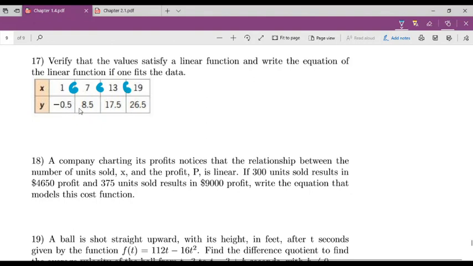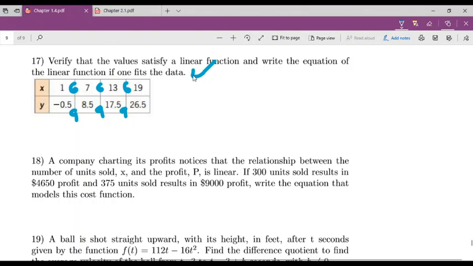So let's make sure that the differences between these increase constantly as well. So from negative 0.5 to 8.5 I'm increasing by 9. From 8.5 to 17.5 I'm increasing by 9. From 17.5 to 26.5 I'm also increasing by 9. So I believe it is a linear function. That seems all well and good.